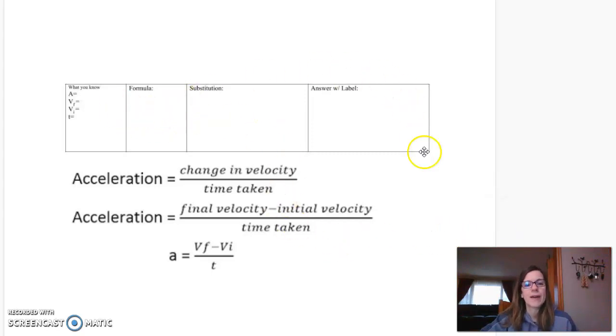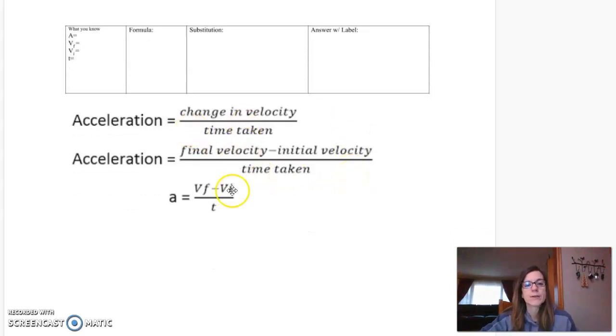And if you look at our starting screen here, we have the chart that we've been using in class to show our work. It's a nice little system to show what you know, the formula you're using, a place to show your work, and then an answer with the labels. So if you put this on a piece of paper or use your worksheet to fill this out, this will help you organize your problem.